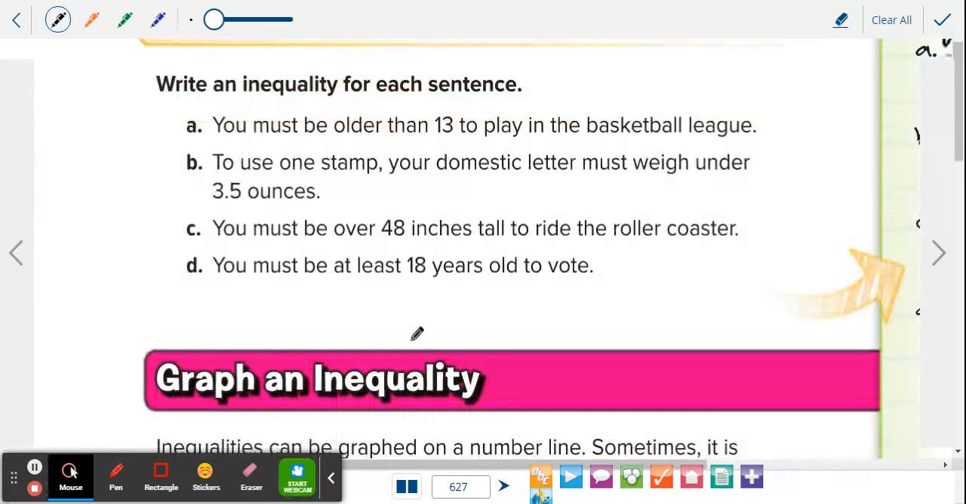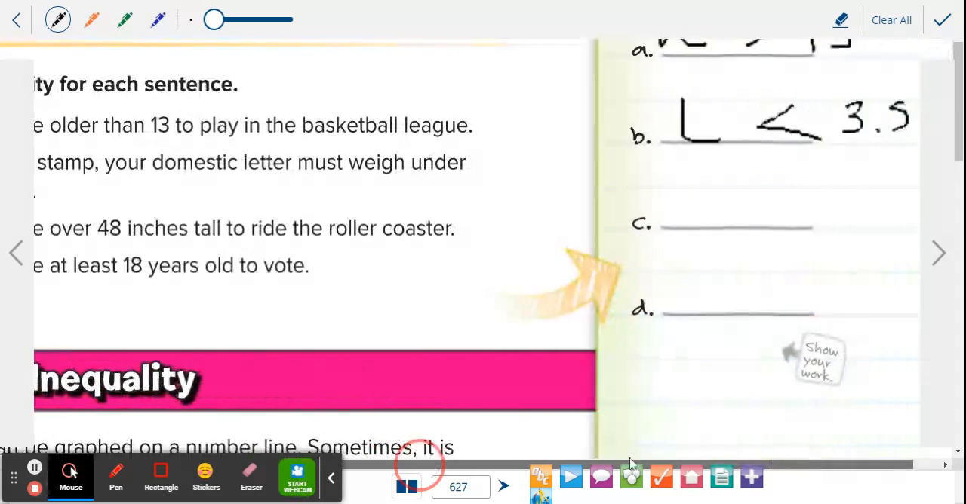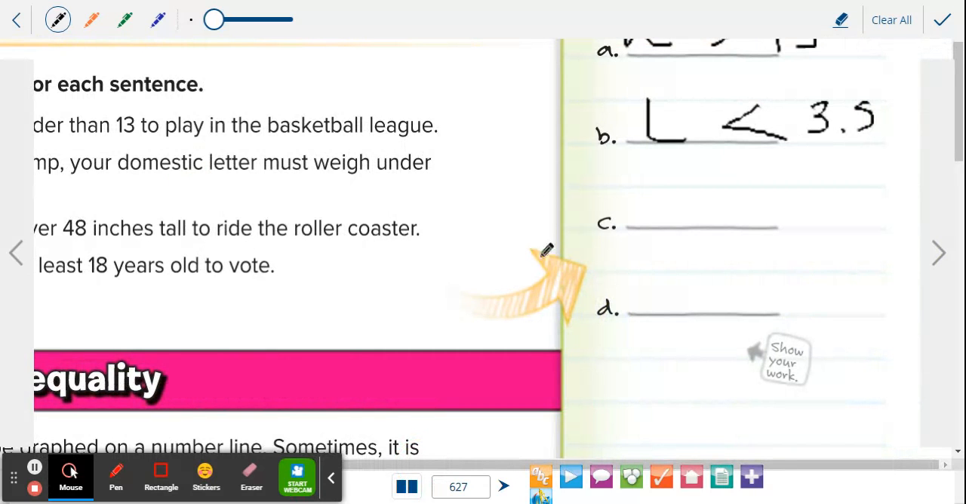Okay, letter C. You must be over 48 inches tall to ride the roller coaster. So you must be over 48 inches. So let's say R for roller coaster, 48. Okay, so what is it going to be here, Destiny? Greater than. Okay, you have to be above 48 inches tall, so it's got to be every number above 48. So R is greater than 48.